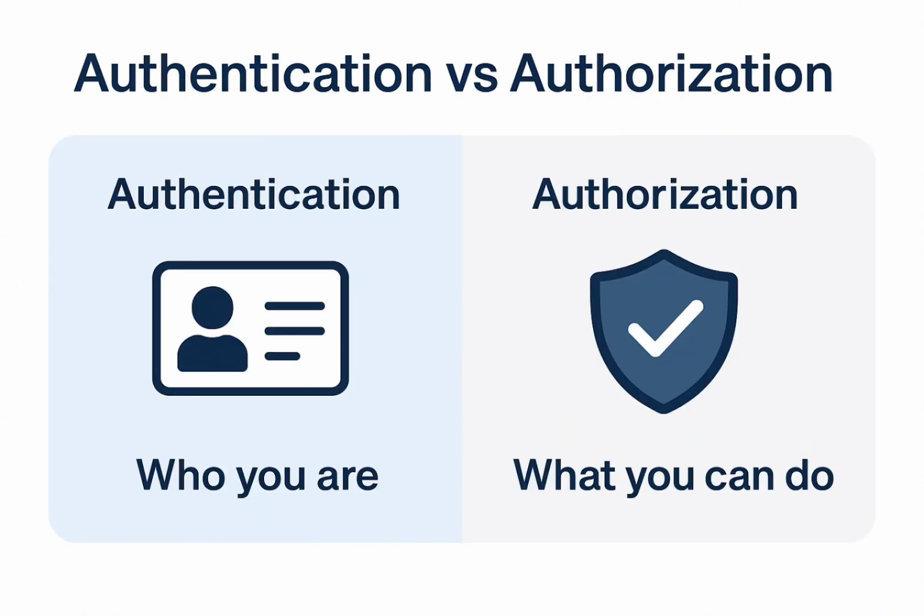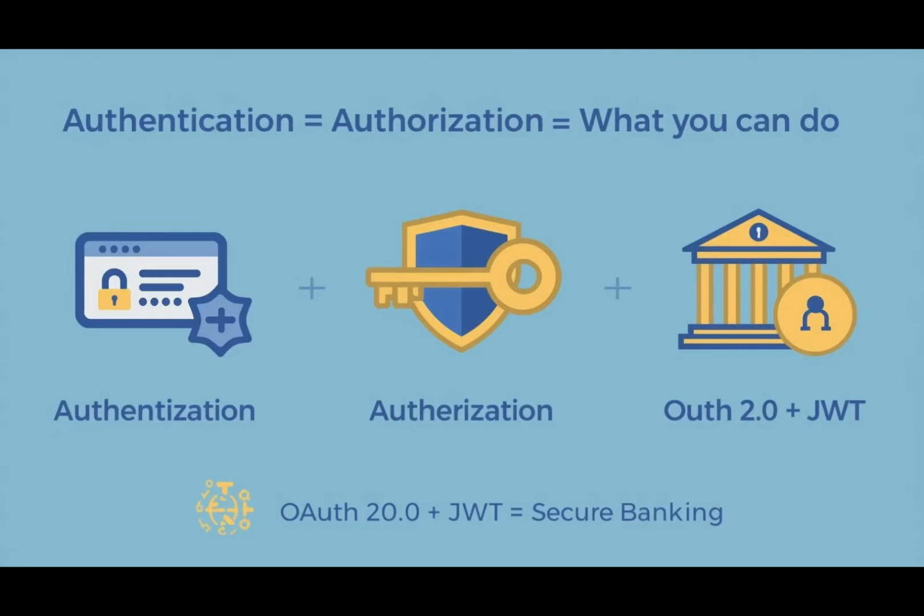So, let's wrap up. Authentication is proving who you are. Authorization is deciding what you're allowed to do. And together, OAuth 2.0 and JWT provide a secure, efficient way for your banking app to communicate with the bank's servers without sending your password every time.